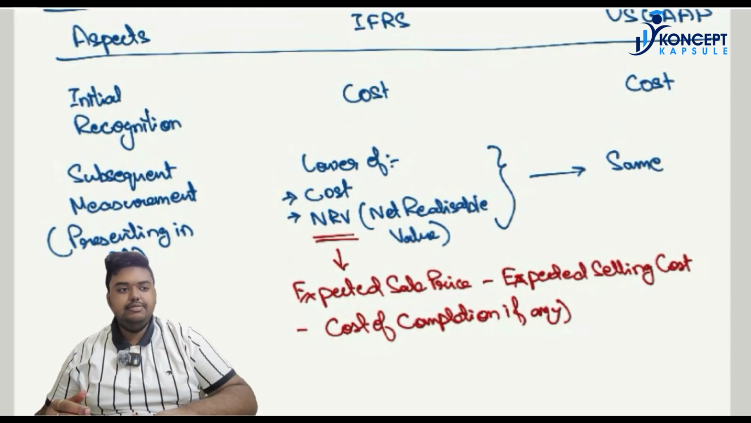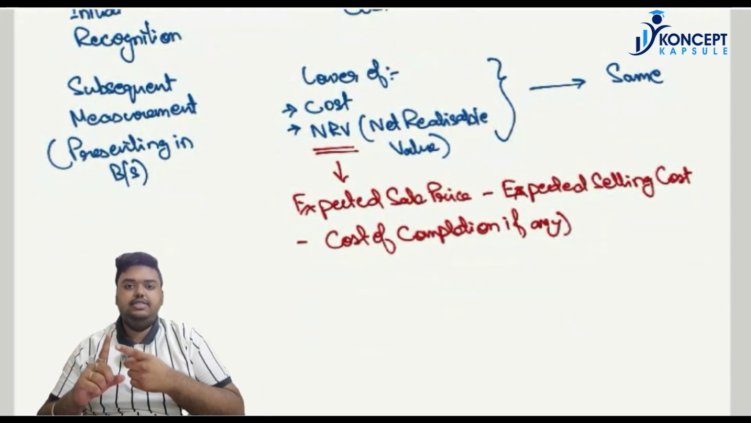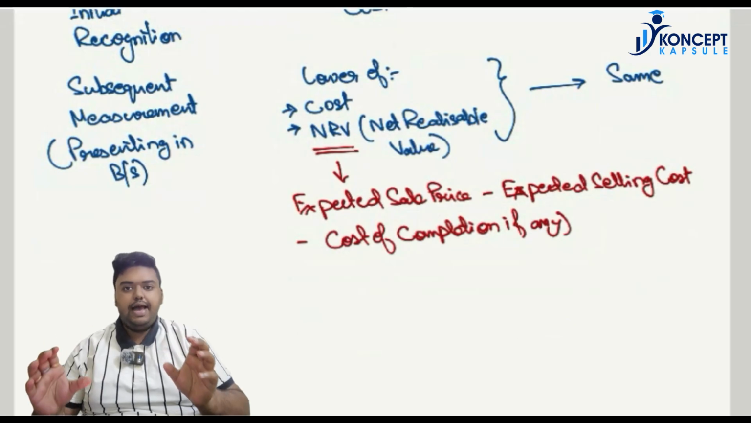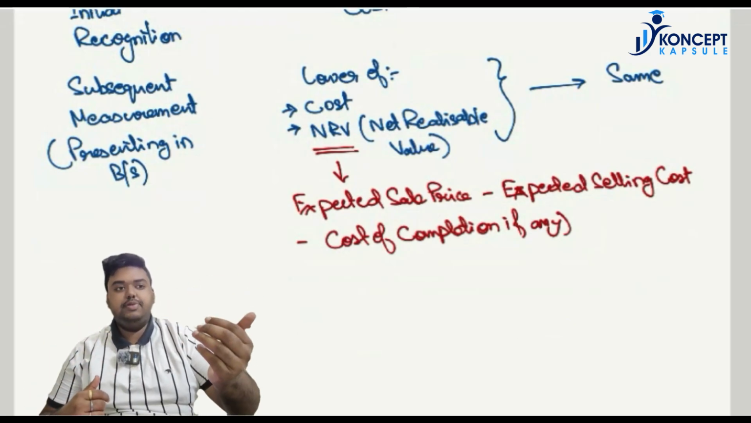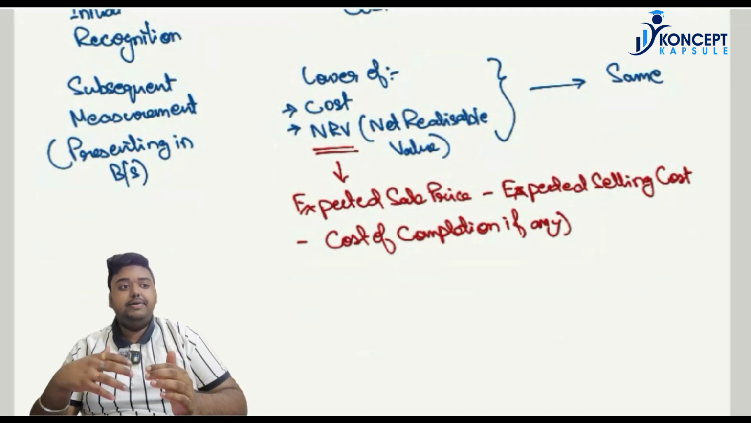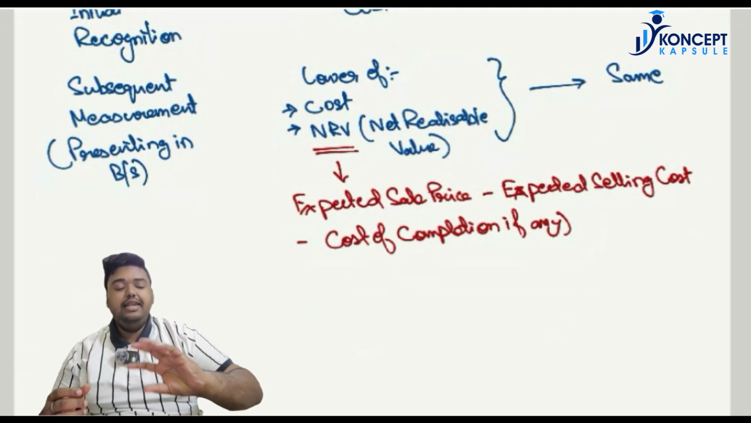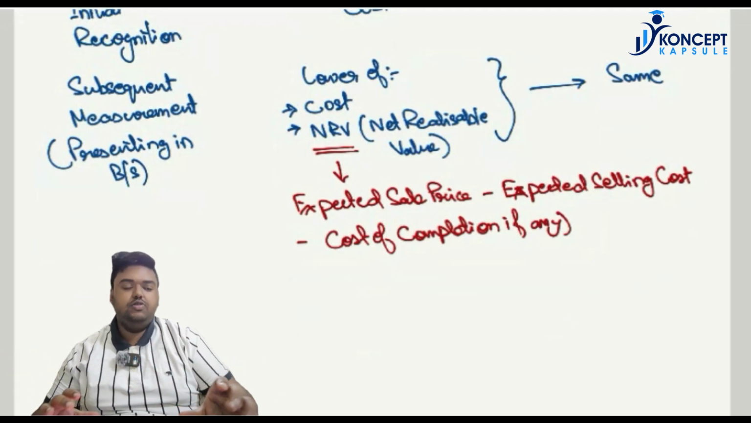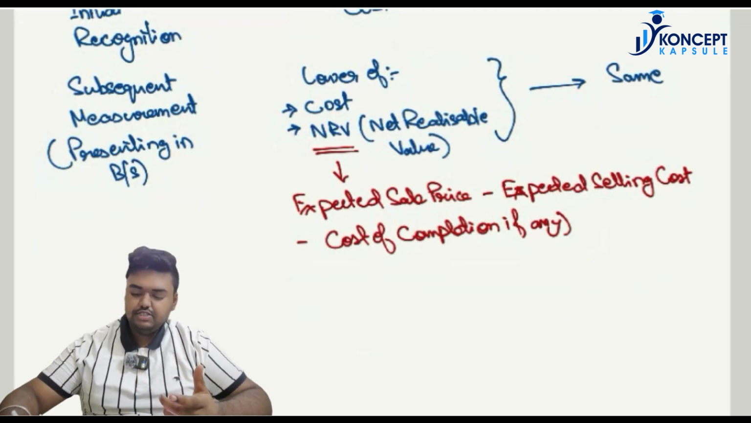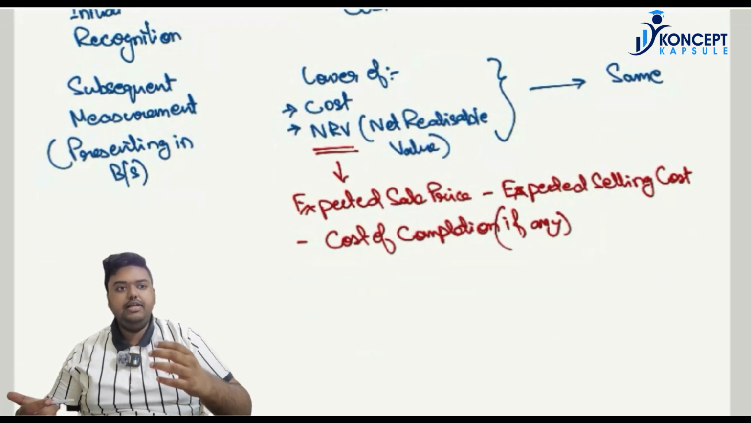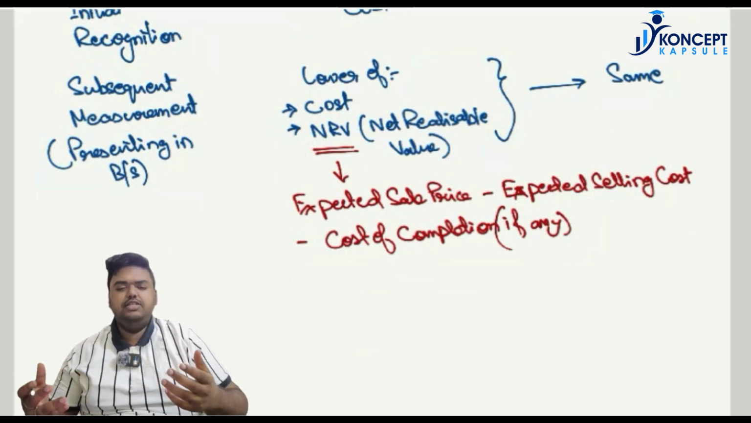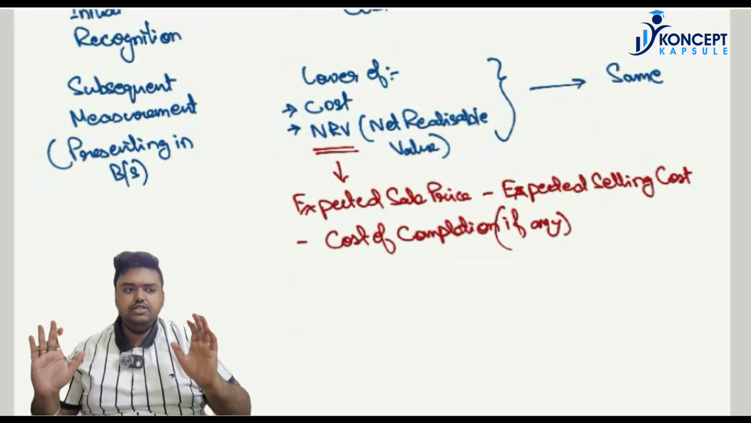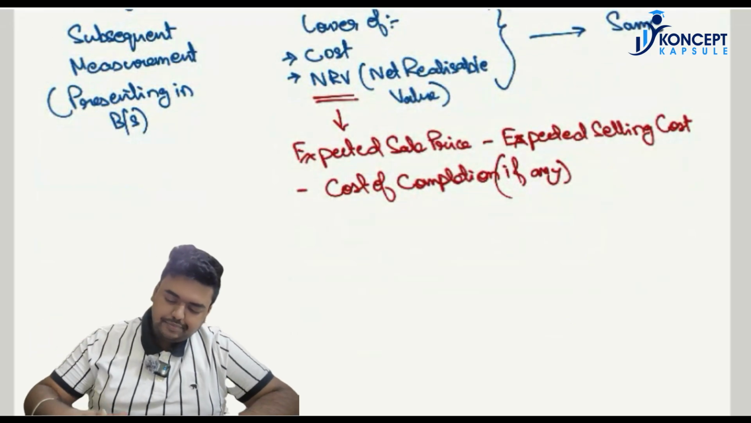Now, what is net realizable value? Again, it is the same for both US GAAP and IFRS. It is the expected selling price, the price at which we are expecting to sell, minus the expected cost of selling, meaning any cost needed in order to make those sales, minus cost of completion of goods, if any. It is assuming that there might be some work in progress product as well. If it is finished goods, then there is no cost of completion.